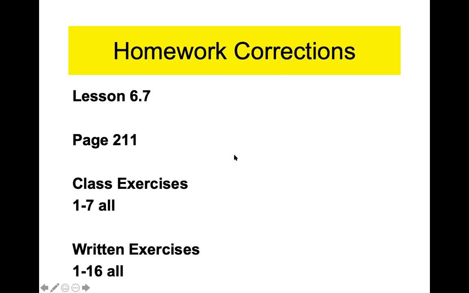Okay, here we go. It was classroom exercises 1 through 7 all and written exercises 1 through 16. So let's see, classroom exercises 1 through 7. The most specific name, it would be a trapezoid. Now it's also quadrilateral. Number 2, it is a quadrilateral, a rectangle, and a parallelogram.